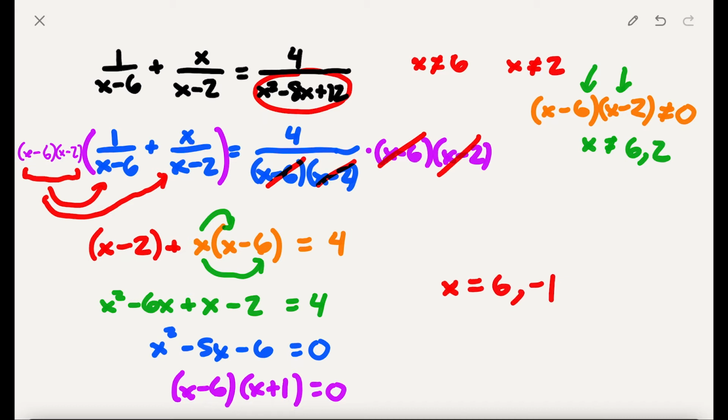But this is where you have to recall that x cannot be equal to 6, because it's an excluded value, it would cause a division by 0 in the original equation. So because of that, 6 is not a possible answer, so only negative 1 is going to be the solution to that original rational equation.